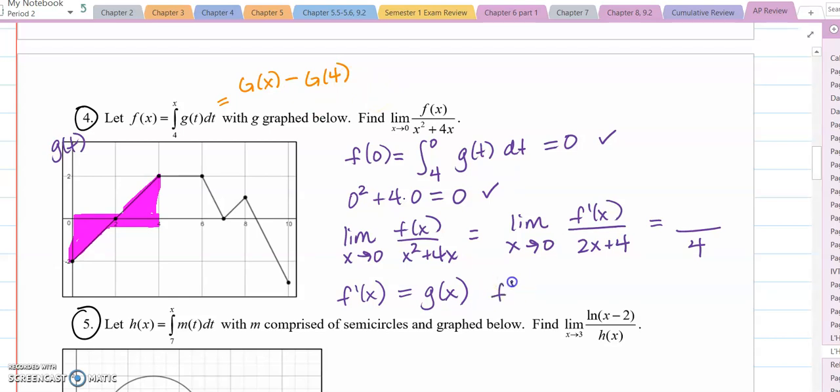So f prime of 0 is equal to g of 0, and again, this is the graph of g. So g of 0 is negative 2. So negative 2 divided by 4 is negative 1/2, and that is the answer to your limit.